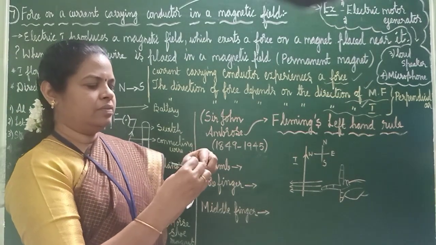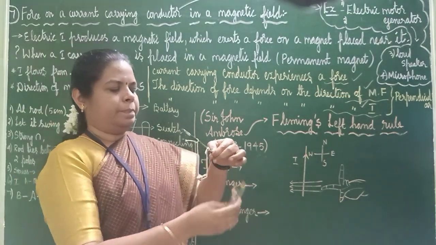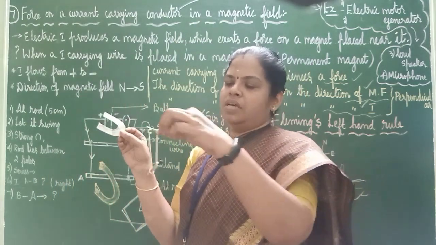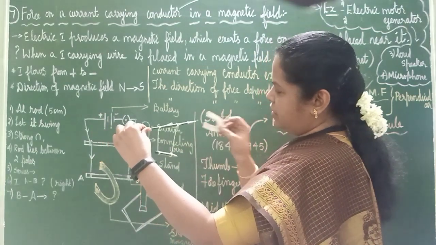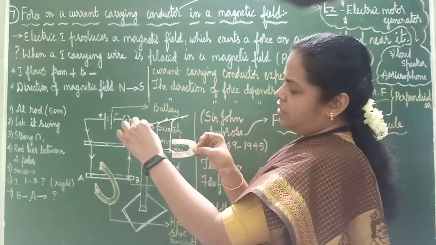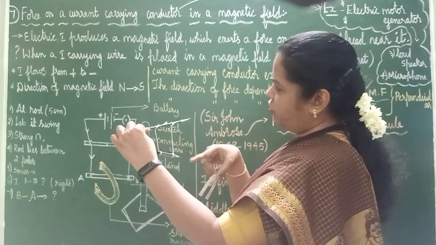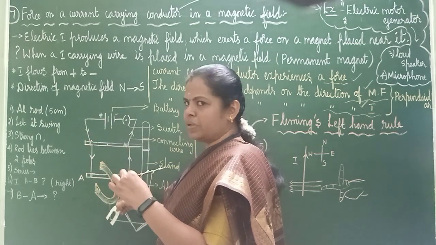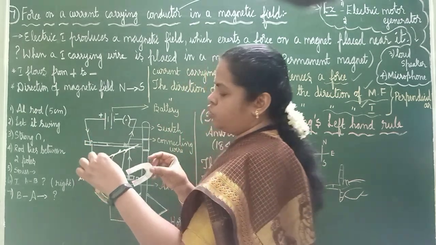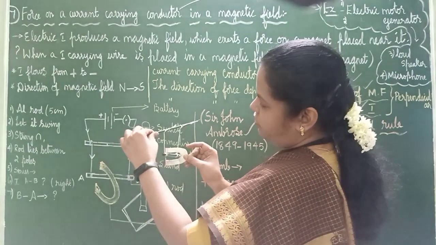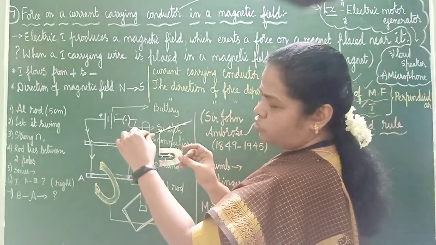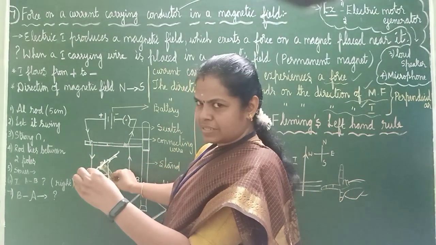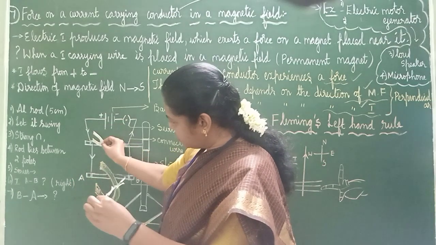I have taken a paper cutting. See here, south and north I have written. So this is the diagram, and the magnet is like this. When current is allowed to pass through from one end, we know that current always moves from the positive terminal to the negative terminal. You should keep the magnet like this and allow the aluminium rod to swing, with the current coming like that.